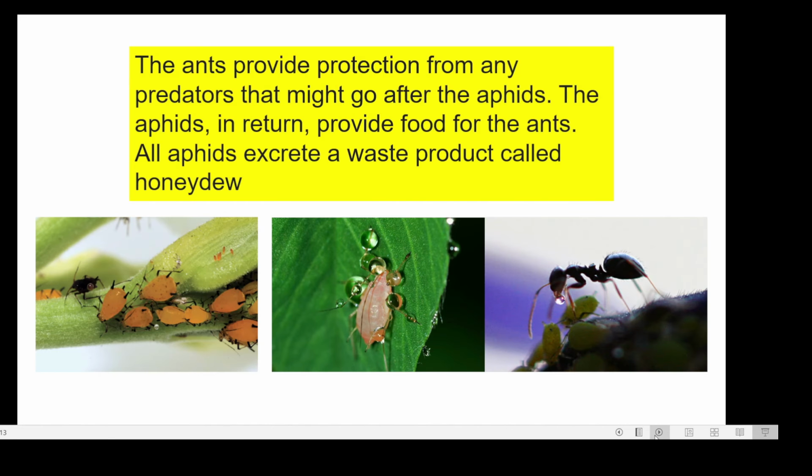Now let us discuss the relationship between ants and the aphids. The ants provide protection from any predators that might go after the aphids. The aphids in return provide food for the ants. All aphids excrete a waste product called honeydew, and this honeydew is extremely delicious for the ants.